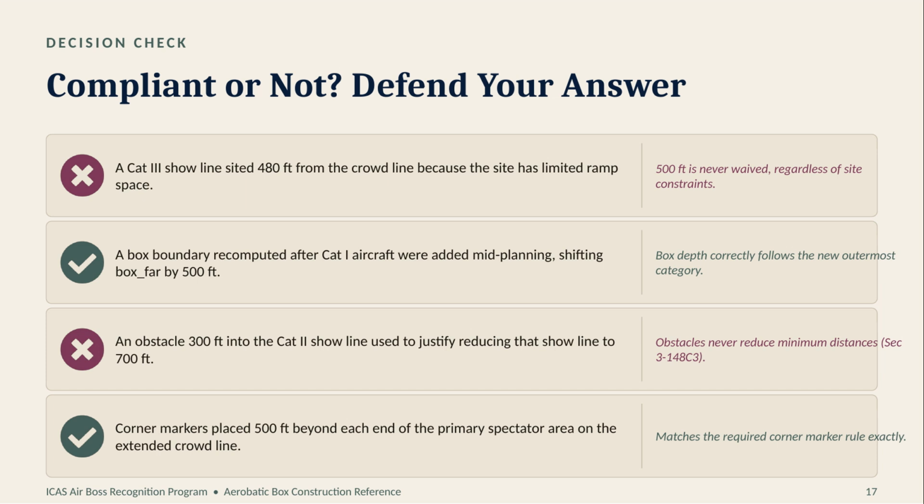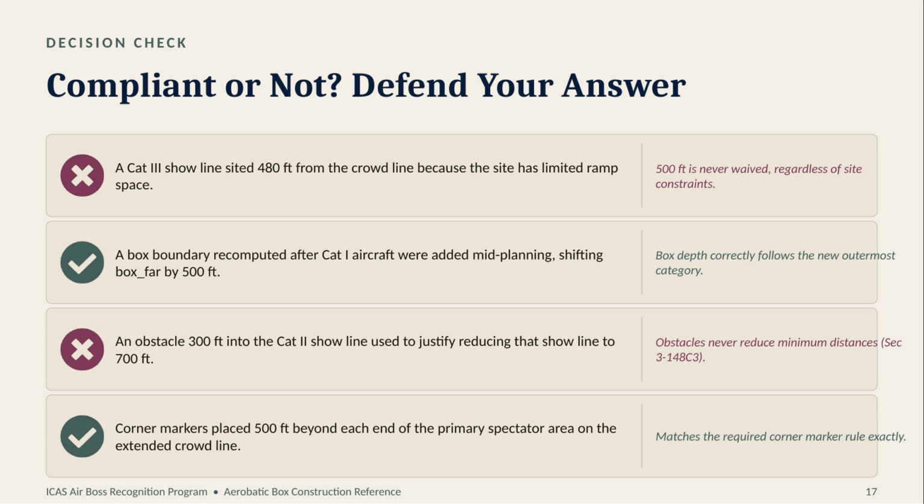Scenario 1. The Category 3 show line is sited at 480 feet from the crowd line because the site has limited ramp space. This is non-compliant. The 500-foot minimum is never waived, regardless of site constraints, full stop, no exceptions for tight ramps.